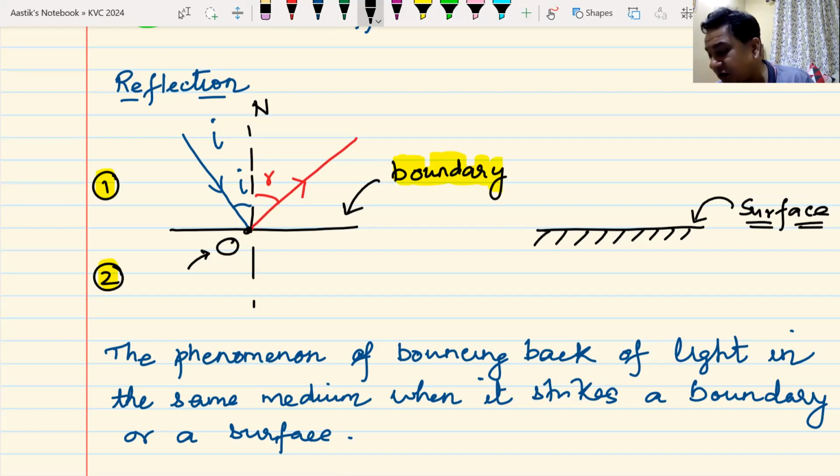Origin. No, it's not the origin. Why should I call it the origin? What is O? What is happening at the point O? That is what you see, and that is how you name it. What is happening at the point O? At the point O, light is striking. So point O is known as.